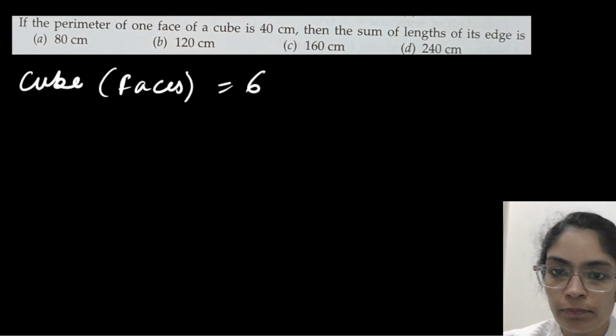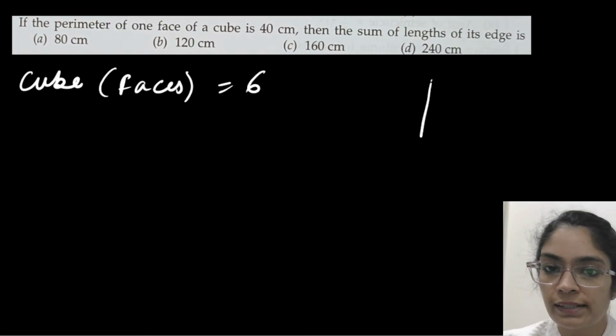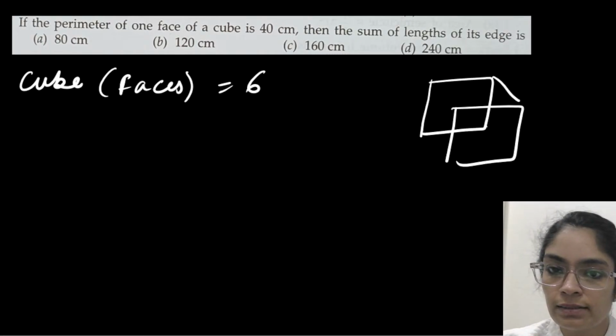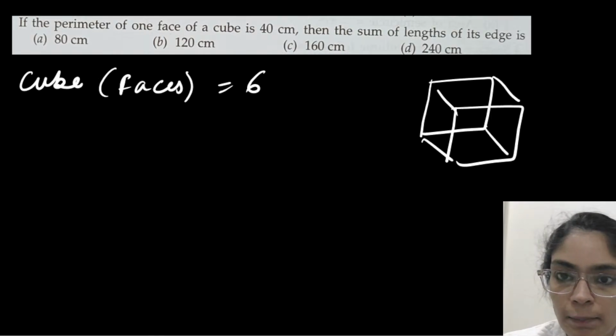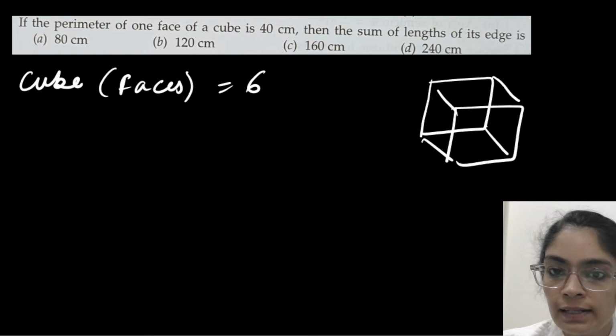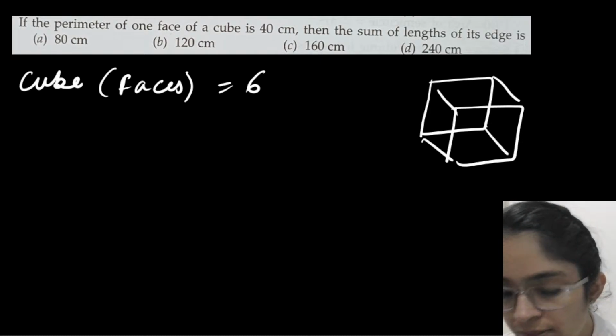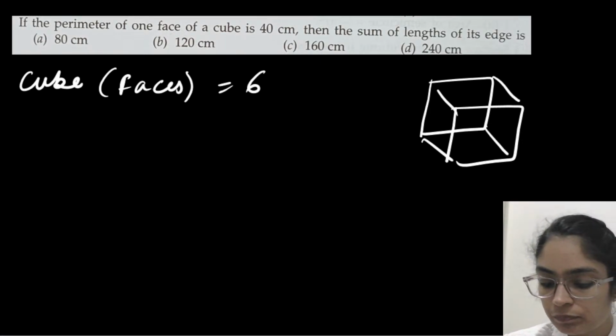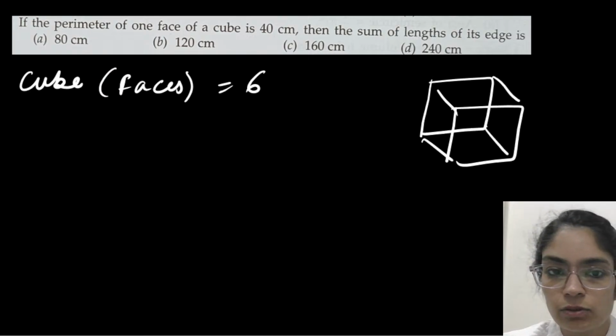That means what they have meant. So they have told us to find the sum of length of all the edges. See, if the cube is like this, we have to find the sum of length of its edges. So how many edges does it have? Total 12 edges are there if you count. See 1, 2, 3, 4, 5, 6, 7, 8. So total how many edges are there? The faces are 6. So in a cube how many edges are there?